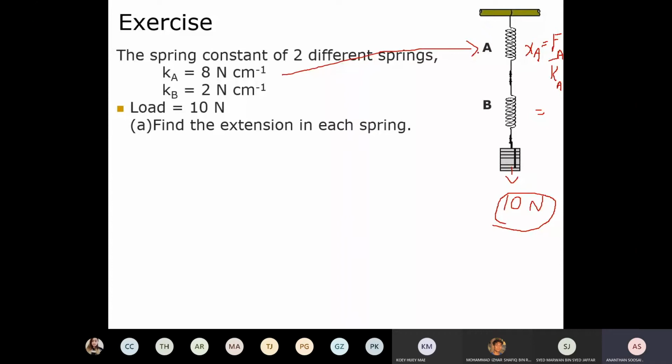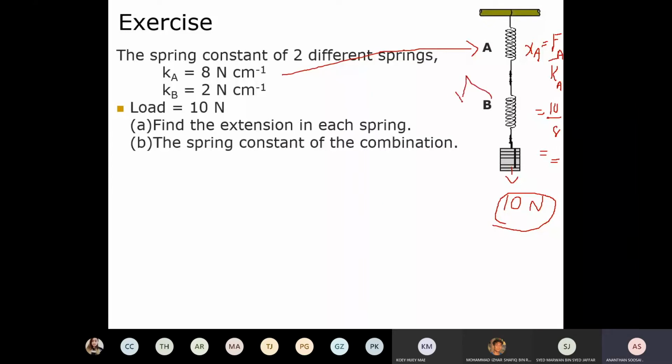For, let's say, the case of A, B is like a burden for him. B does not help him to carry the 10 Newton. So the force experienced by A is exactly 10 Newton, divided by the K of A, which is 8. So that's the extension experienced by A. Okay, 10 divided by 8. So that's the extension for A.